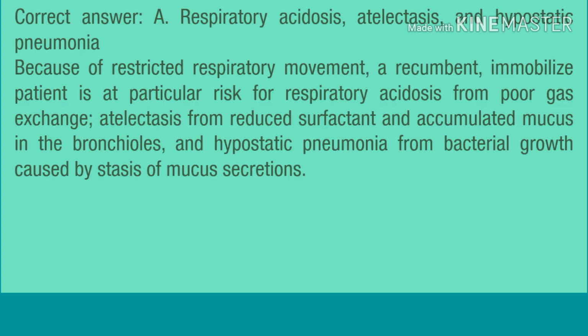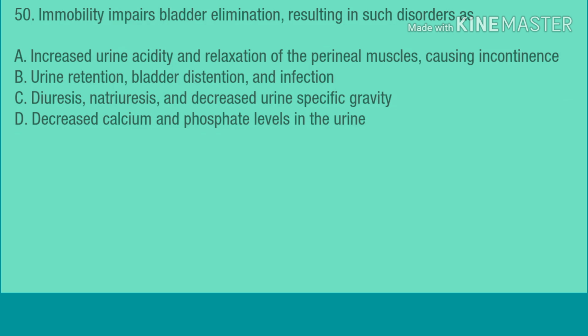Correct answer, A. Respiratory acidosis, atelectasis, and hypostatic pneumonia. Because of restricted respiratory movement, a recumbent, immobilized patient is at particular risk for respiratory acidosis from poor gas exchange, atelectasis from reduced surfactant and accumulated mucus in the bronchioles, and hypostatic pneumonia from bacterial growth caused by stasis of mucus secretions. Question 50. Immobility impairs bladder elimination, resulting in such disorders as A.